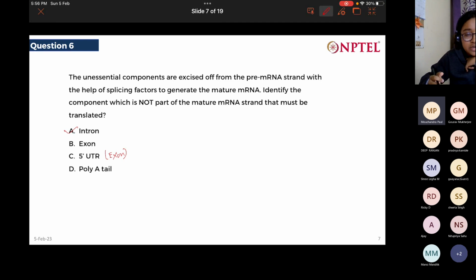And the UTRs, which are present both at the 5' and the 3' end, are also exons. After the pre-mRNA is processed, in the mature mRNA, what is there at the 5' end? There is a cap, correct? And at the 3' end, there is a poly A tail. So among these options, it is only the intron which is not present in the mature mRNA. All the three, exons, UTRs, poly A tail, 5' cap, are present in the mature mRNA.